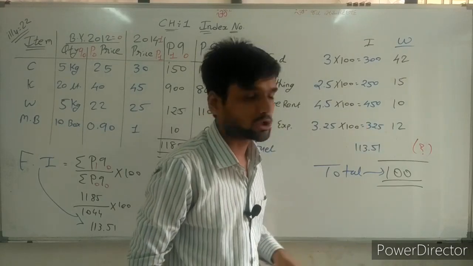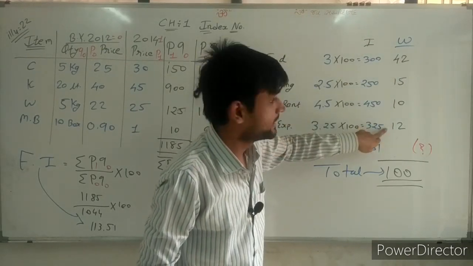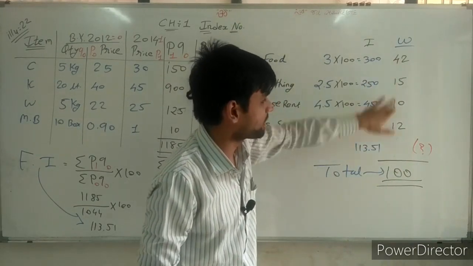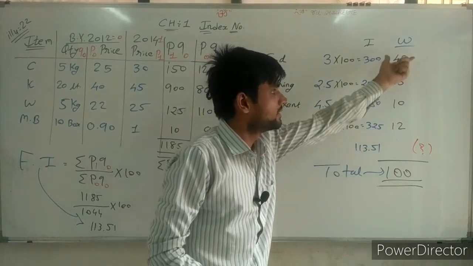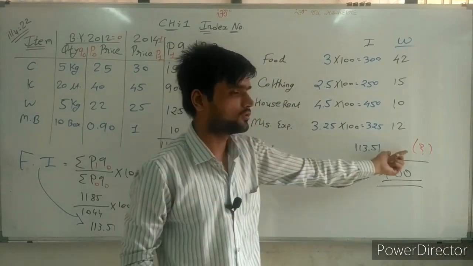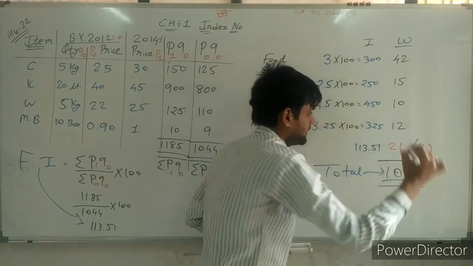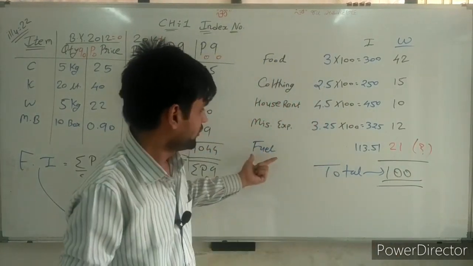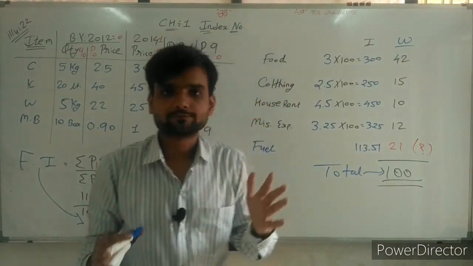So total 40, 50, 60, 70 and 79. So 79% is the total of this four items group. Now from 100, 79 deducted. The remaining amount is for fuel. So the remaining amount is 80, 90 and 100. So 21% is fuel expenditure. That is the important one.